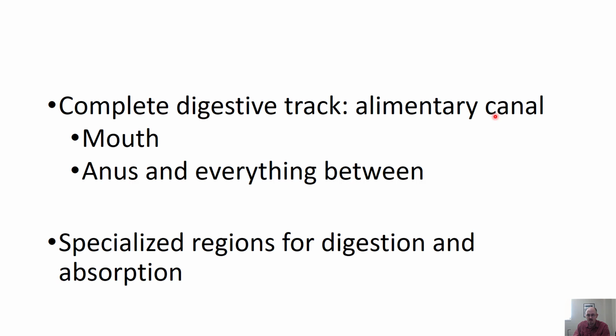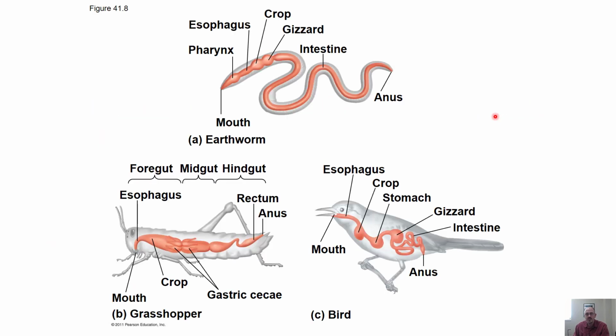And along the way, there are various organs that are specialized for different tasks: absorption, digestion, etc. So we can see this type of digestive system in a lot of organisms, a lot of animals. That includes things from earthworms to grasshoppers to birds to mammals. They all have this canal, and it's modified in different ways depending on the lifestyle of the organism. They have adaptations for different ways of living.